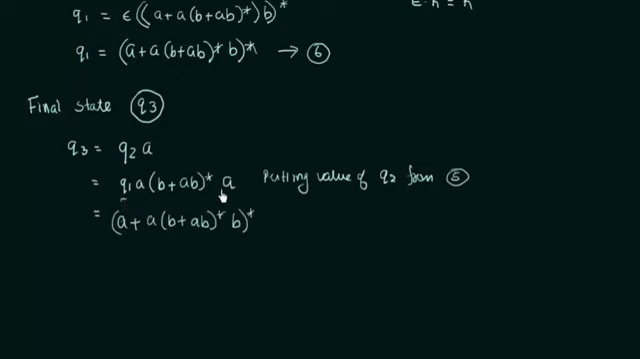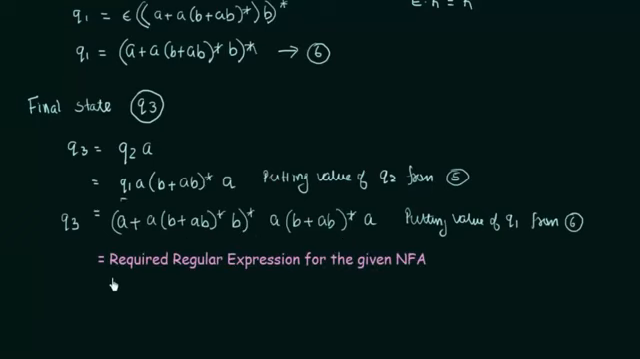Now the remaining terms we can write as they are A, then B plus AB star A. And how did we get this? This is by putting the value of Q1 from equation number 6. So this Q1 was replaced by the value of Q1 from equation number 6, and the rest of the things were written as they are. So this is my final state Q3, and we see that now they are all expressed in terms of the inputs A and B, and this is the required regular expression for the given NFA.